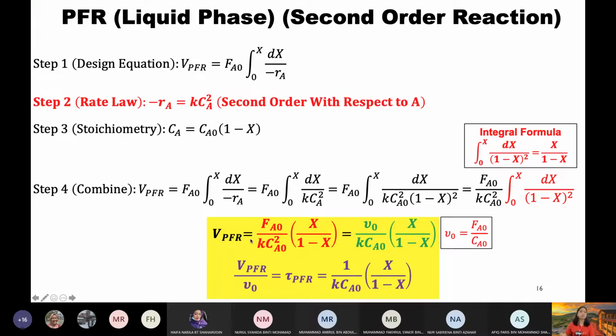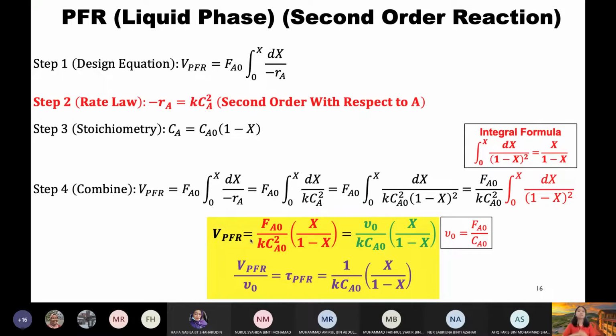Tu version pertama. So sama je konsep. Kamu tahu FA0, kamu tahu CA0, kamu tahu K, kamu tahu X, you can find the volume or vice versa. Okay, tak semestinya dalam setiap soalan kamu kena cari volume PFR. So macam sama juga macam real application kan. Katakan kamu nak cari volume reaktor yang baru, mungkin kamu akan guna equation ni untuk cari volume. Tapi mungkin dalam real life application, kamu dah ada existing reactor. Katakan kamu nak tukar just FA0, kamu nak tukar molar flow rate. Means kamu dah tahu volume, kamu tahu K, kamu tahu CA0, kamu tahu X, kamu nak tahu molar flow rate pun boleh digunakan. Equation masih sama.